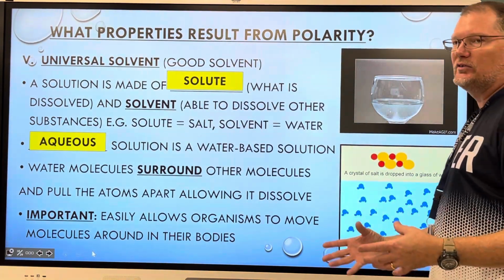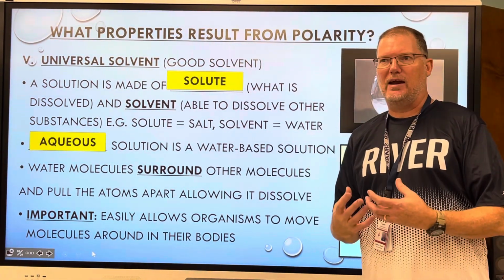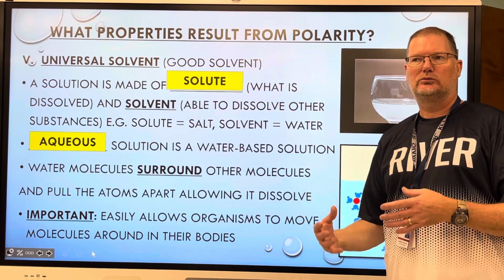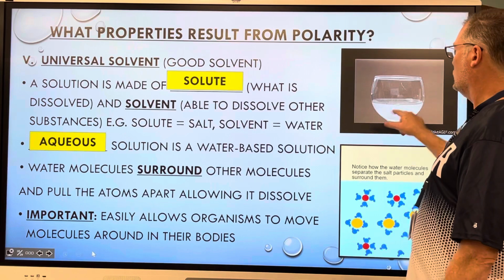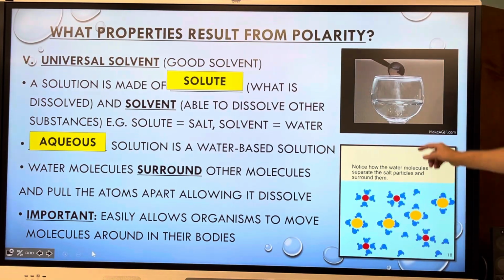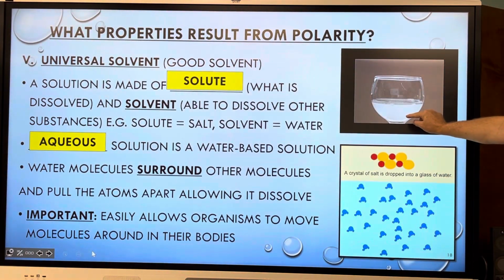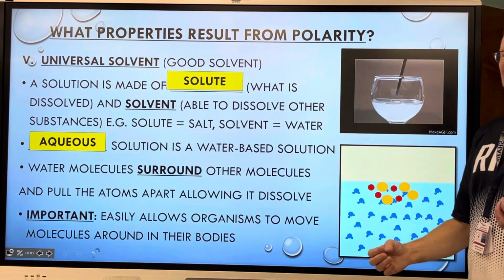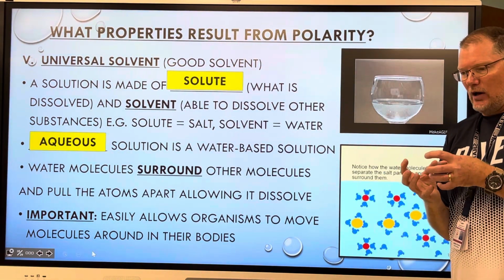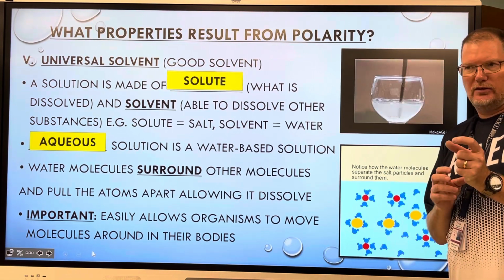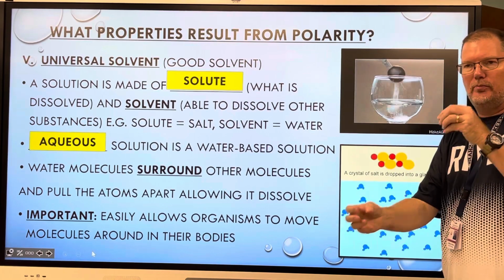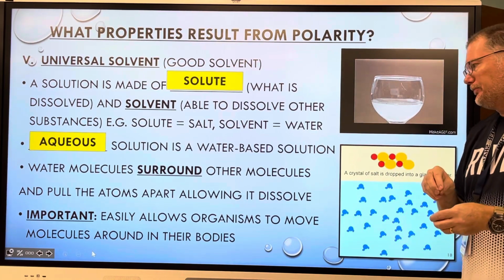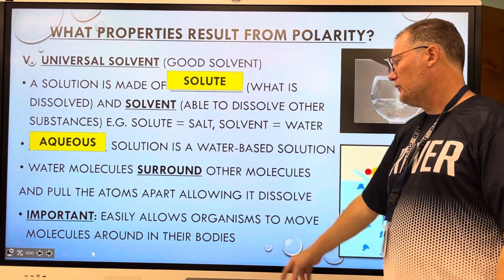An aqueous solution is a solution made with water. Aqua, from the Latin for water. Water-based solution, like this. Putting in salt, mixing it up, dissolves, makes a solution, okay? So what happens is the water surrounds the particles, like let's say it's a crystal of sugar, and it pulls the particle apart, allowing it to dissolve.